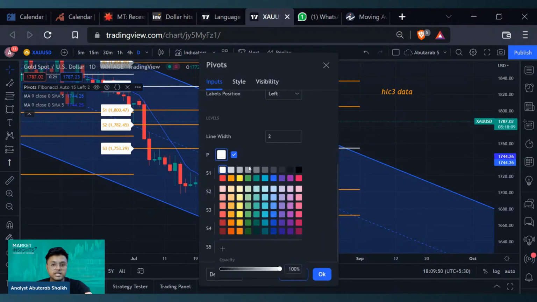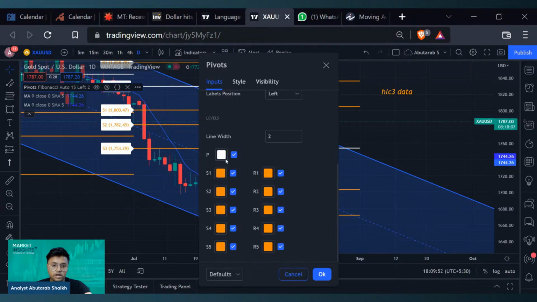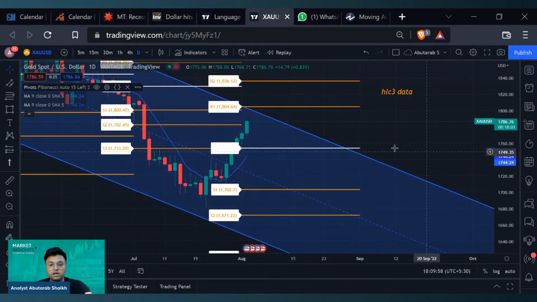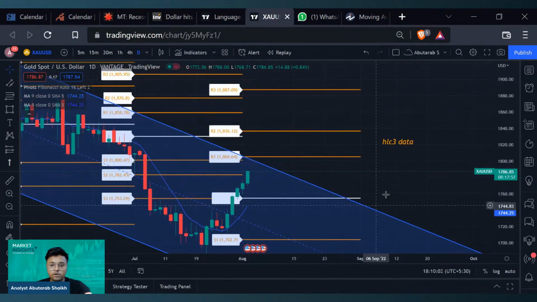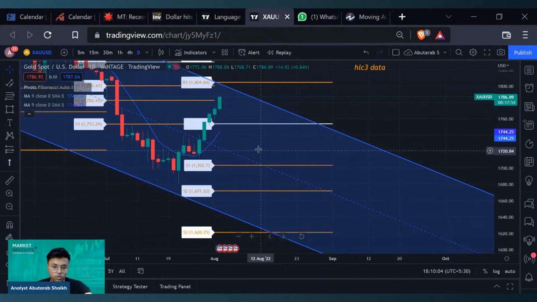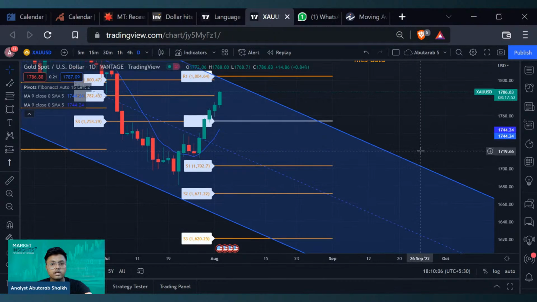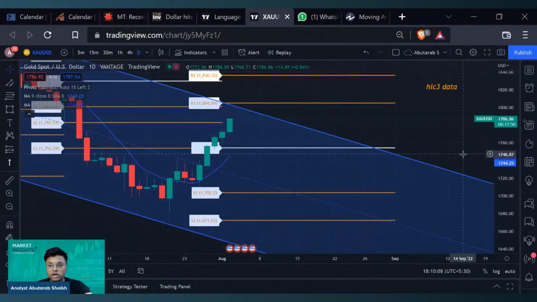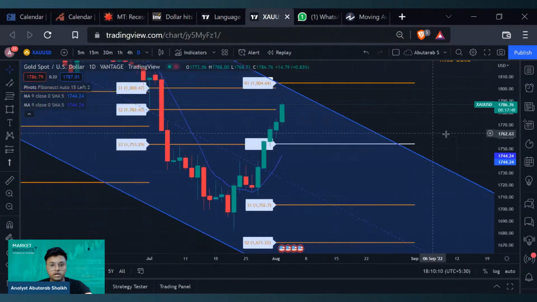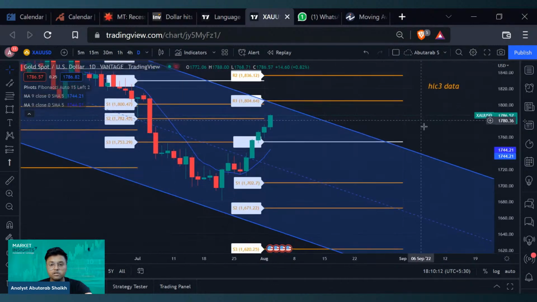Another thing, you can change your colors from here. I've kept the pivot as white because obviously the background is black. So the pivot is the HLC 3 data. We have resistances above the pivot and supports below the pivot. Now how are they calculated? I have a very good write-up already on our Telegram channel, so you can check it out. I've already put up that information on pivot points.